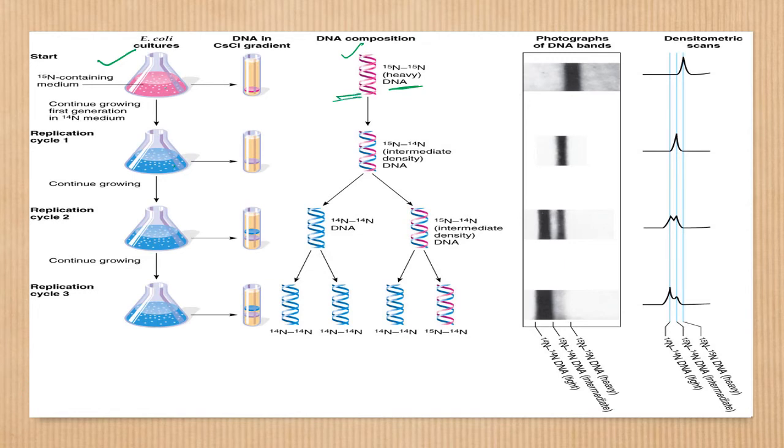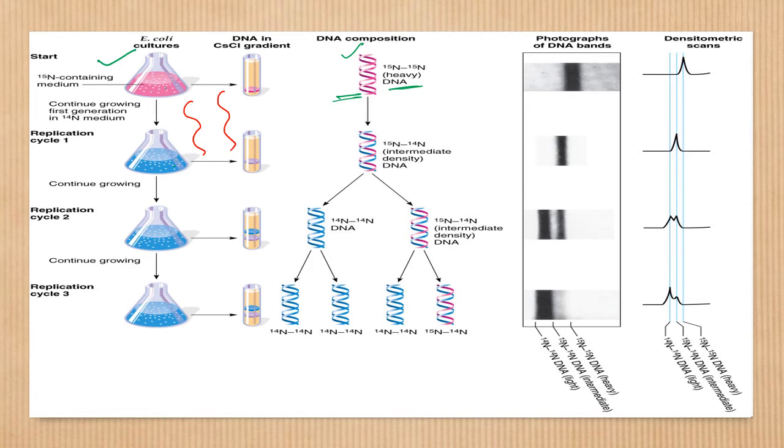Okay, so during replication, as we already discussed in the previous class, during semi-conservative replication, what happens? Here the strands are represented with the red color. These two strands are separated first, and then each strand synthesizes its own new DNA.